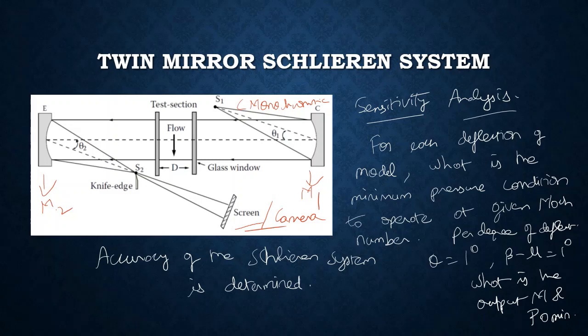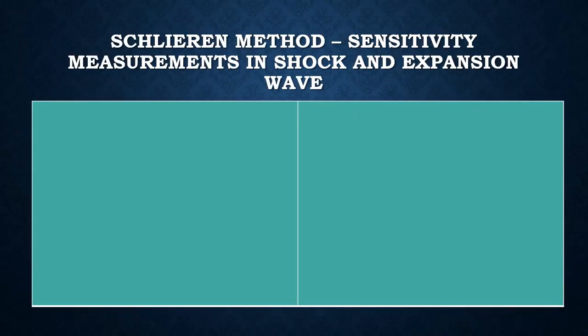So in order to make the accuracy very sharp, we have to record the sensitivity analysis of the supersonic wind tunnel, right? So for this Schlieren, for your sensitivity analysis, you are going to give some states. So what are the states? If you are considering an oblique shock, that is for this.